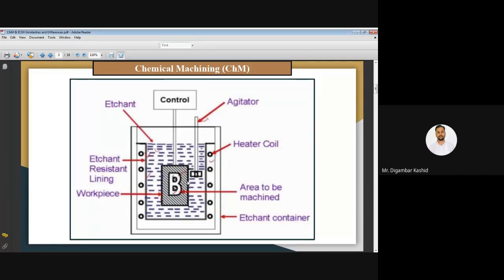Now to heat your etchant solution we require a heater coil, so you can see the heater coil is there. And the etchant resistance lining is also there, so that the etchant should not react on your container wall or the side.